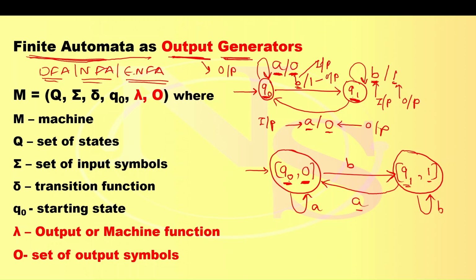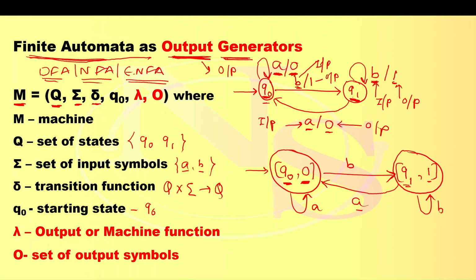How can it be defined? Let's see the formal definition of this. M is a finite automaton as an output generator. What does it consist of? It consists of capital Q, the set of states. What are the set of states in this example? Q0, Q1. Sigma is the set of input symbols, you can say A comma B. Delta is the transition function. As I told you, it follows the behavior of a deterministic automaton. All the states reading an input, for example A or B, go to one state. Q0 is the starting state. We know this: in both the examples, Q0 is the starting state.